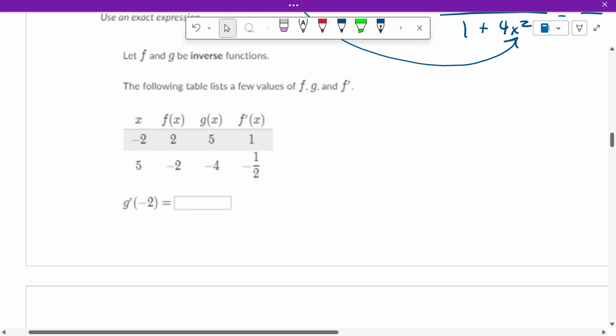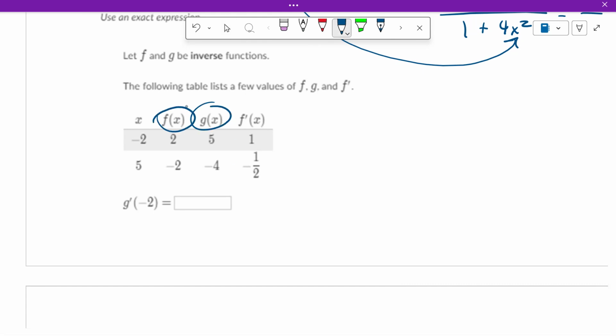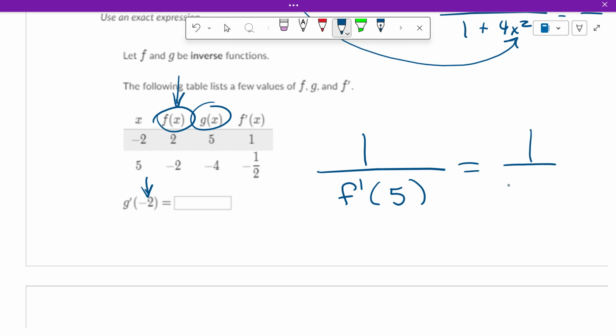Inverse function. You have an f and a g. So you just got to think opposite of this number, the other number from this number. And it's 1 over that. So it's 1 over the first derivative of f at the other number, which is 5. You know how the chart works now. So it's 1 over a negative 1/2, which is negative 2.